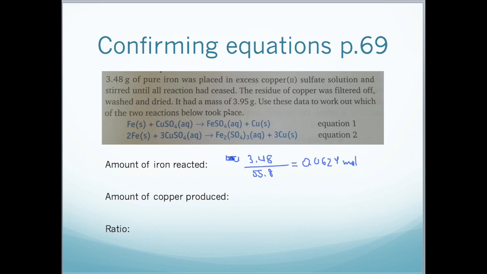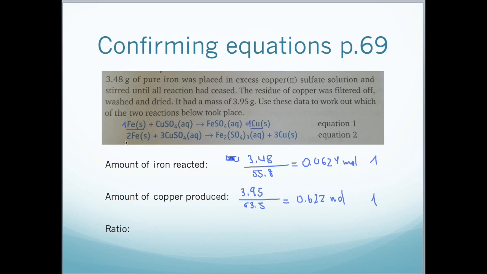Then we also need to calculate the amount of copper produced. So again, we are told what the mass of the copper is, which is 3.95. And the molar mass of copper is 63.5, so we divide that by 63.5 and we get 0.0622 moles. So within the experimental error, these numbers are in the ratio of 1 to 1. Therefore equation 1 is correct, and that's because we have 1 iron here and 1 copper here, and they're in a 1 to 1 ratio.